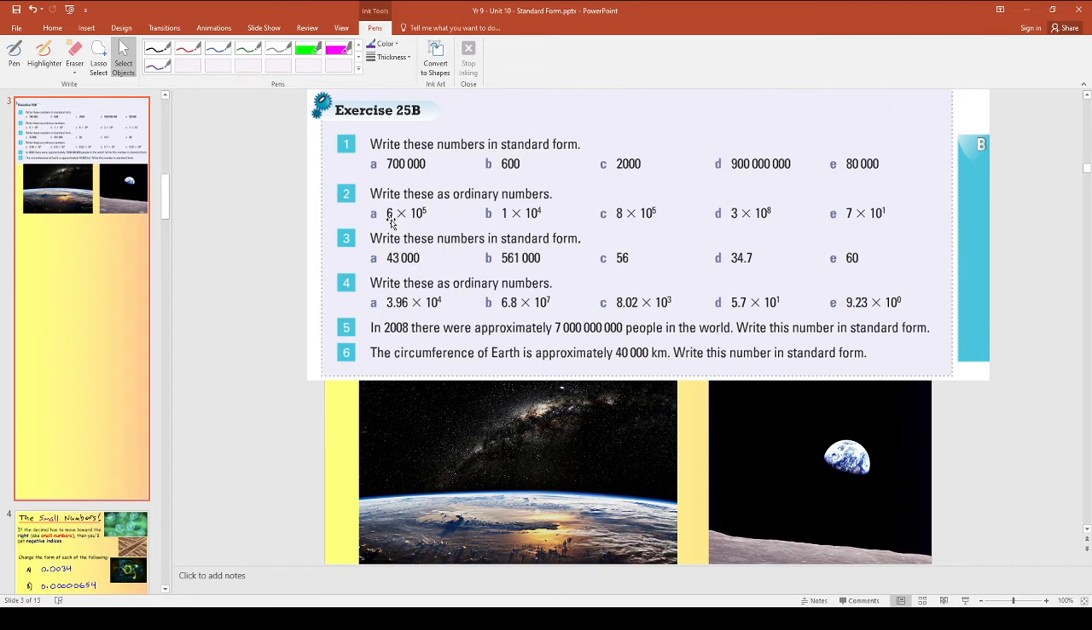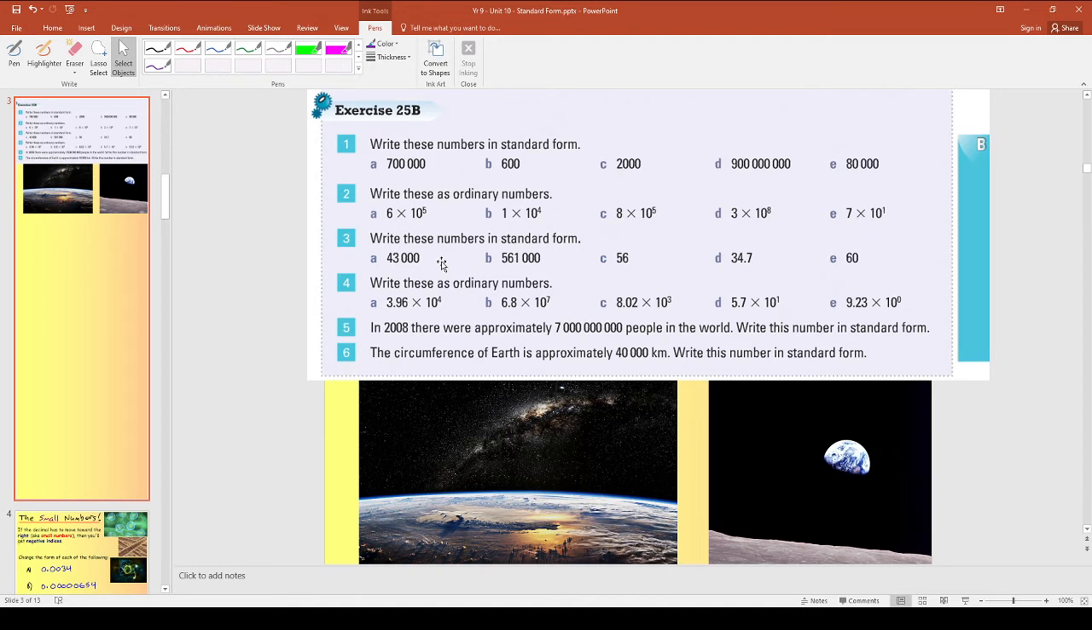This will be a 6 followed by 5 zeros. Okay, that's 600,000. This will be a 1 followed by 4 zeros, which is 10,000. This will be an 8 followed by 5 zeros, which is 800,000, I believe. This one here, 3 times 10 to the 8, it's a 3 followed by 8 zeros, which I think, it's hard to think of them out loud, I think it's 30 million, I'm not all the way sure. And 7 times 10 to the 1, that's ridiculous they've written it that way, because it's just 70.